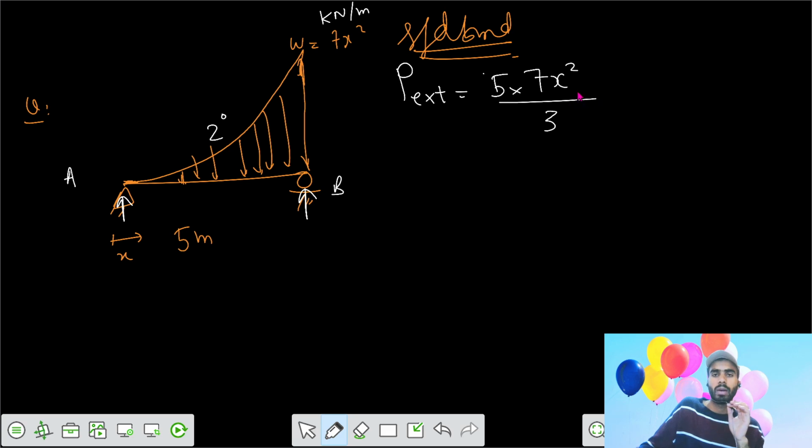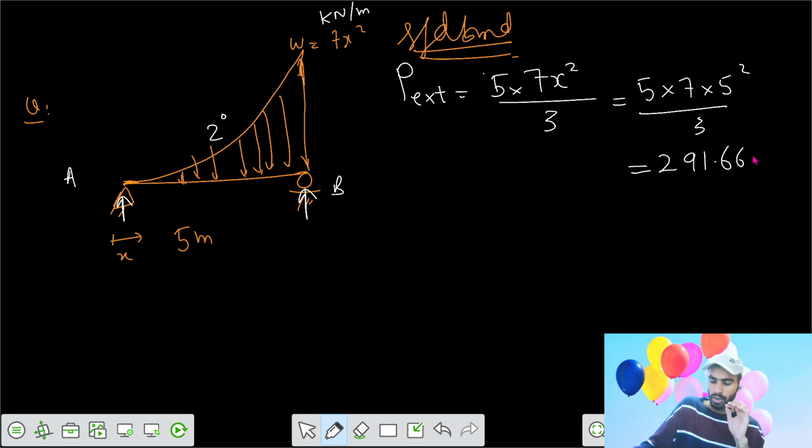For the value of x equals 5, we can write 5 into 7 into 5 square by 3. So the final value of that total load is 291.667 kilonewton. So we can write A plus B equals this value by summation of forces. And let's say the centroid of this part, we know the centroid is acting at b by 4.